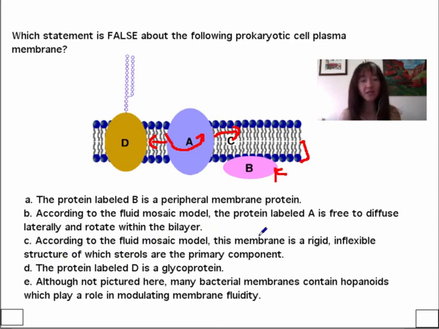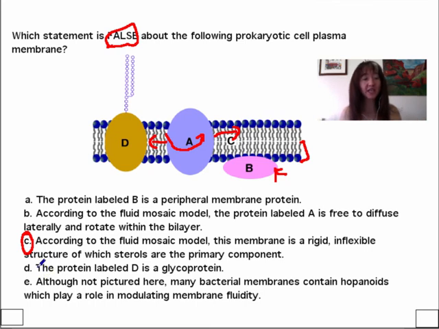So according to the fluid mosaic model, this membrane is rigid, inflexible, with sterols as the primary component. Wow, there is truly nothing that is correct about that statement. Pretty easy to select that as the false statement, right? We're looking for the false statement, so pretty easy to say that C is, because remember that the fluid mosaic model says that a membrane is dynamic, where there is allowed rotation and lateral diffusion of both phospholipids and proteins. So we would say that C is clearly out of the park, false.